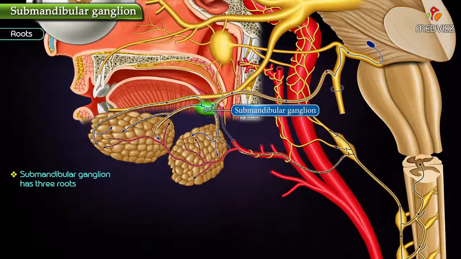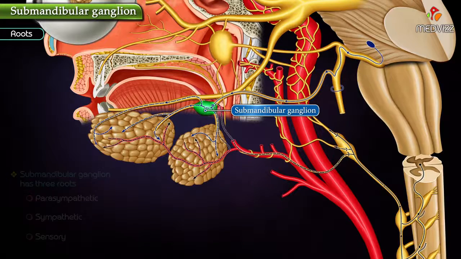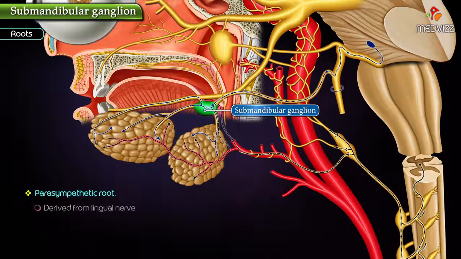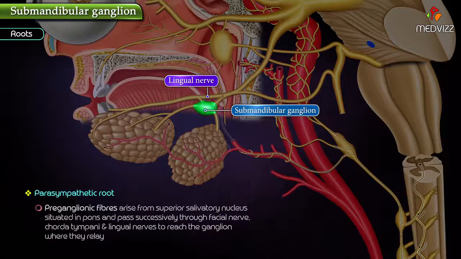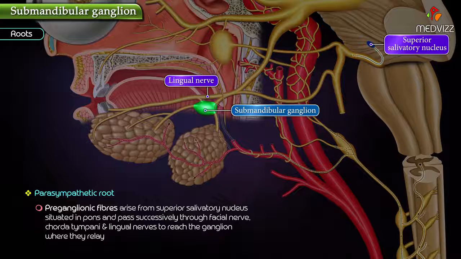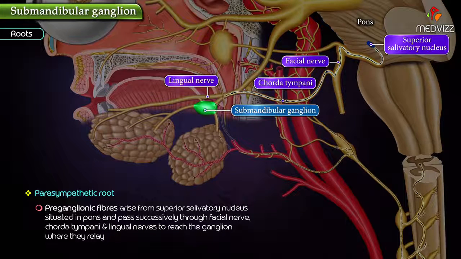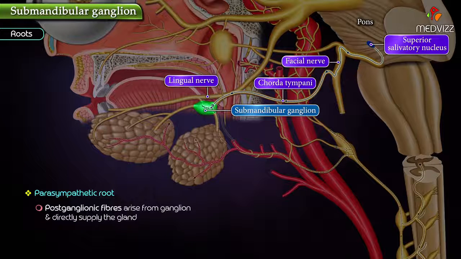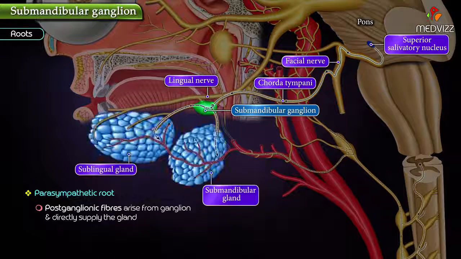Roots. The submandibular ganglion has three roots: parasympathetic, sympathetic, and sensory. Parasympathetic root. It is derived from the lingual nerve. The preganglionic fibers arise from the superior salivatory nucleus situated in the pons and pass successively through the facial nerve, chorda tympani, and lingual nerves to reach the ganglion where they relay. The postganglionic fibers arise from the ganglion and directly supply the gland.